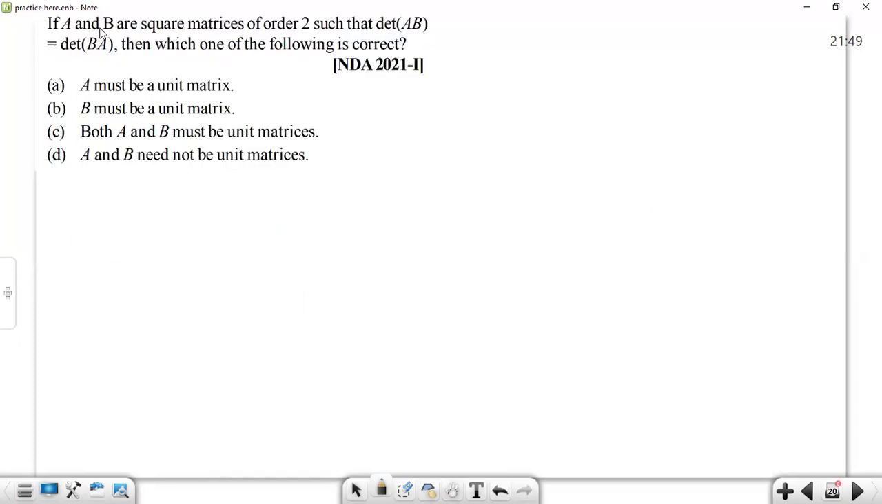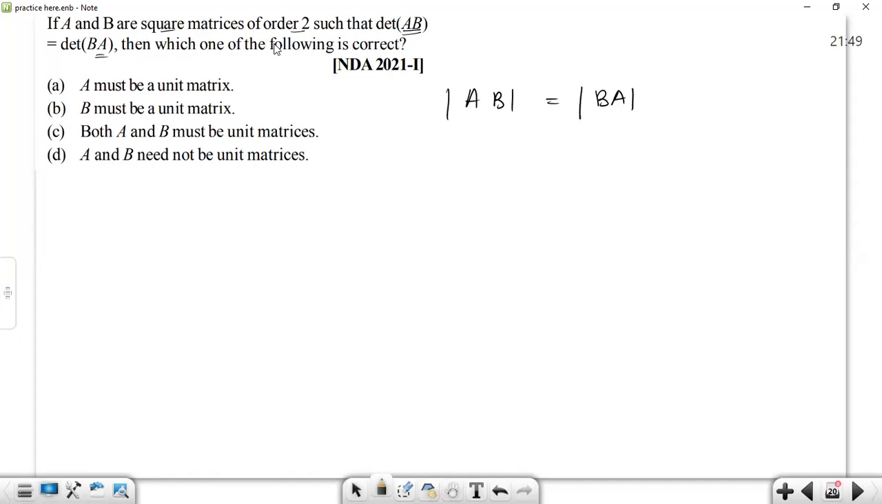The question is, if A and B are square matrices of order 2, such that the determinant of AB is equal to the determinant of BA, then which one of the following is correct? So the determinant of AB is given as equal to the determinant of BA.